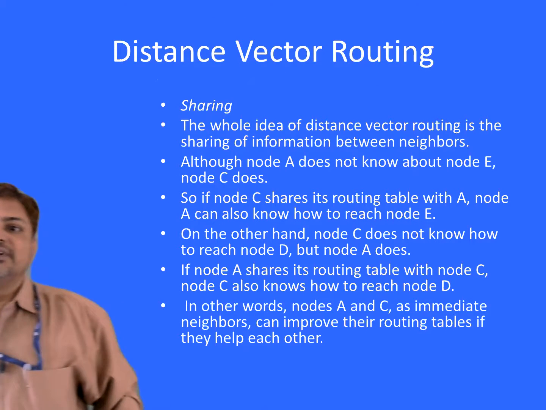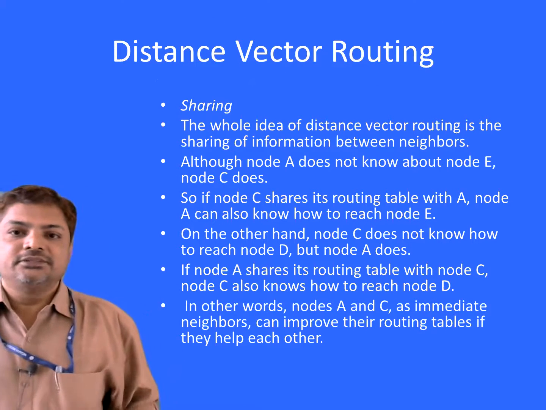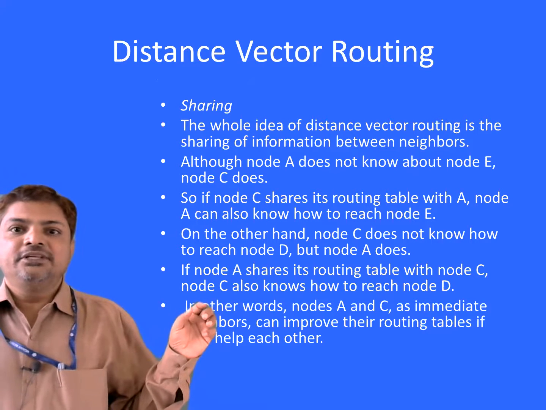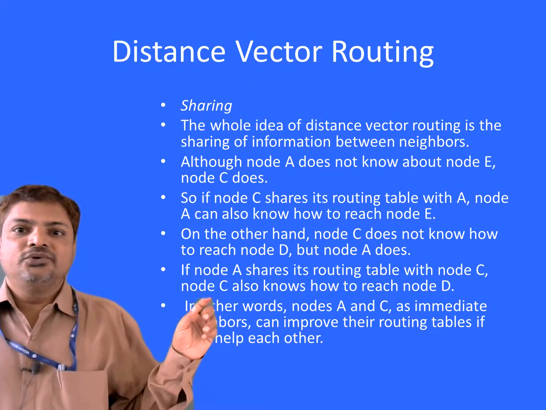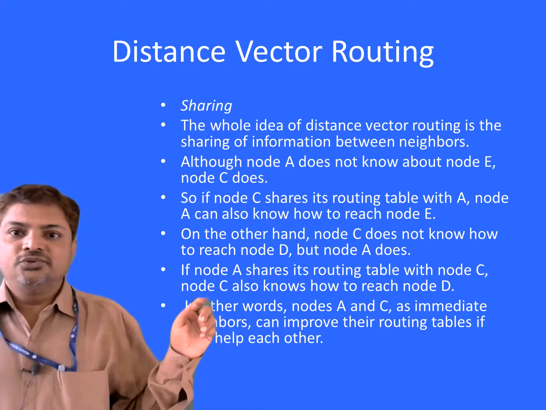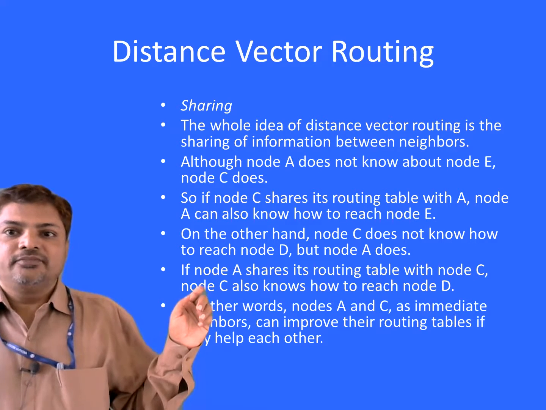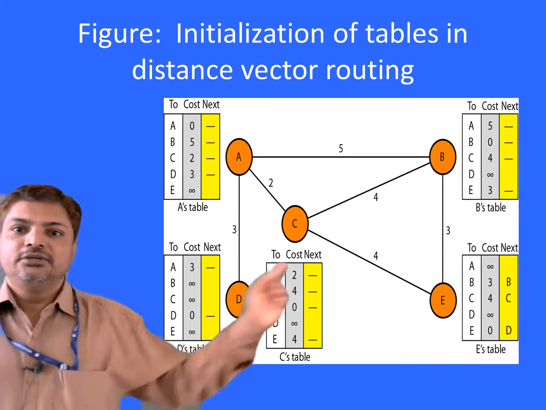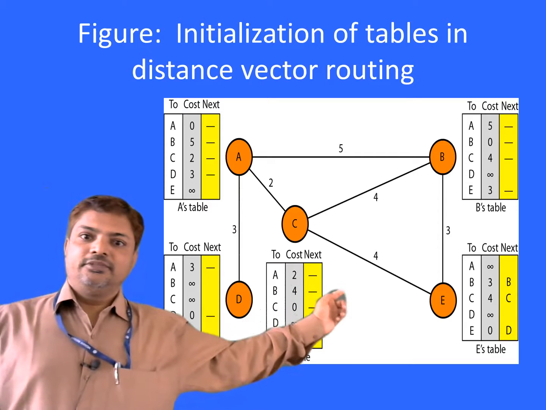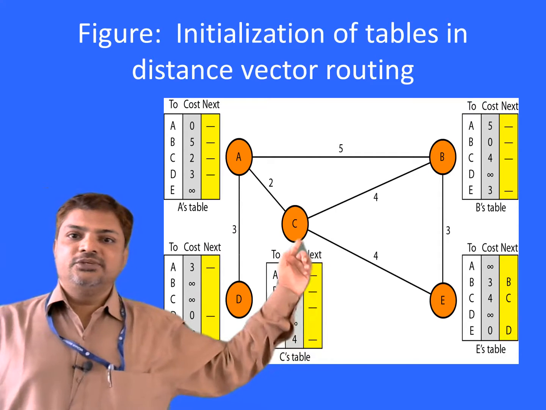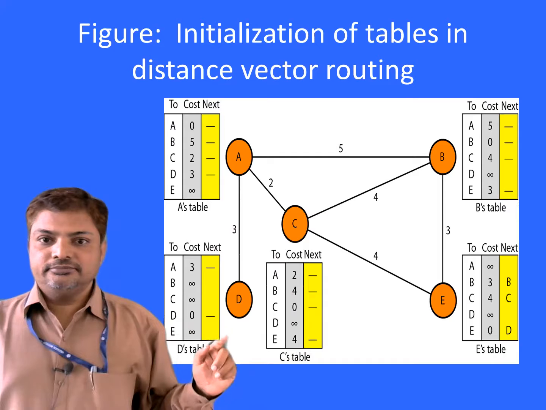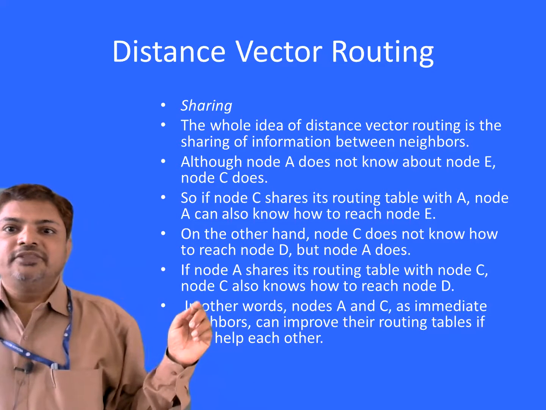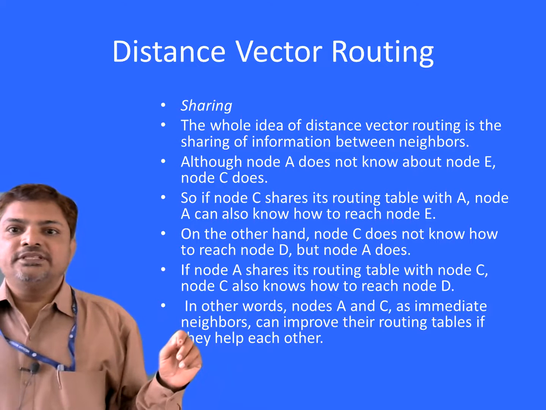Sharing. The whole idea of distance vector routing is the sharing of information between neighbors. Although node A does not know about node E, node C does. So if node C shares its routing table with A, node A can also know how to reach node E.